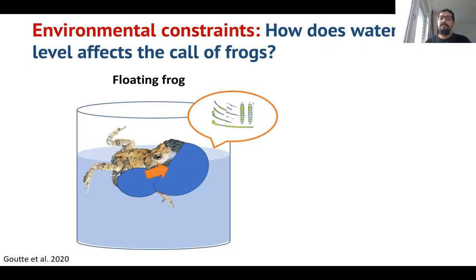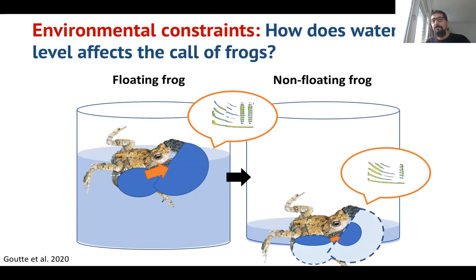So he expected that if you have a floating frog, then it can inflate without constraints and will produce one type of call. But then if you decrease the water level of the same frog, then you have a non-floating frog, and then you record the call, it will be a different call. And it might be different because of changes in how the frog inflates these structures.